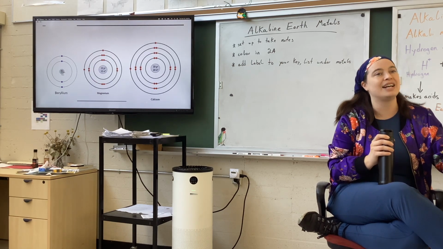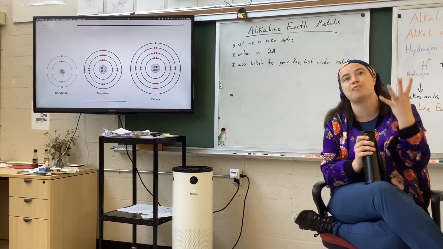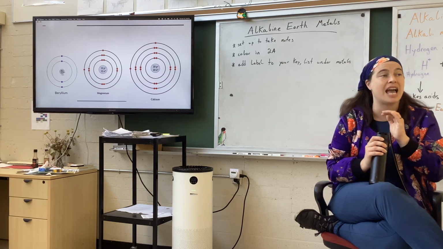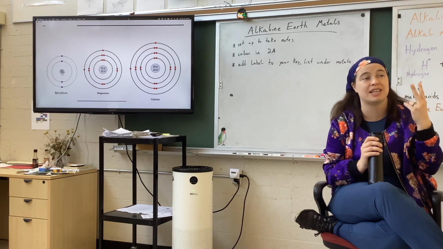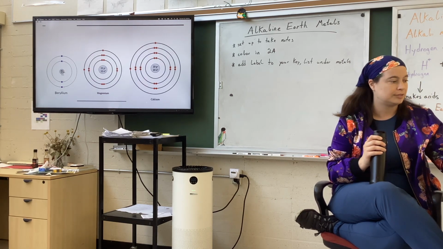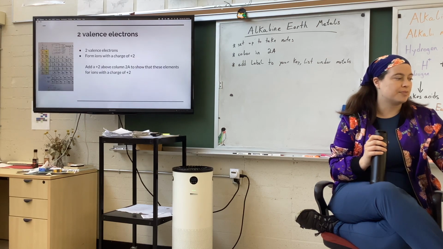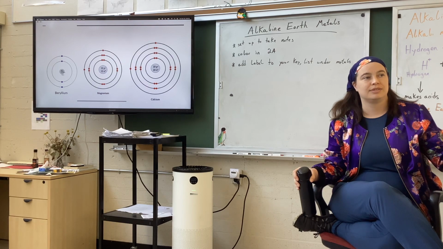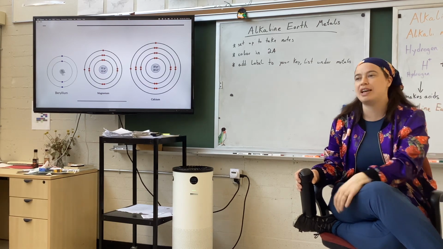And then lastly, calcium. Calcium's in the 4th row of the periodic table. So we have 4 electron shells that we have to draw. The outermost one has 2 valence electrons because it's in column 2A, and all the inner ones are full. So, looking at this, the key characteristic is what? They all have 2 valence electrons. We've all got 2 valence electrons.